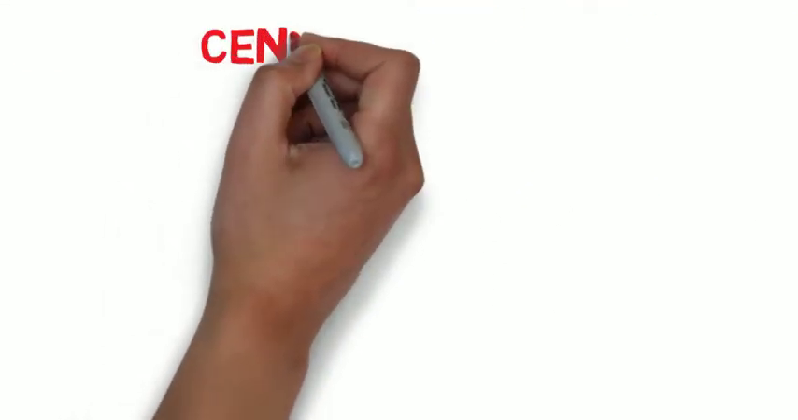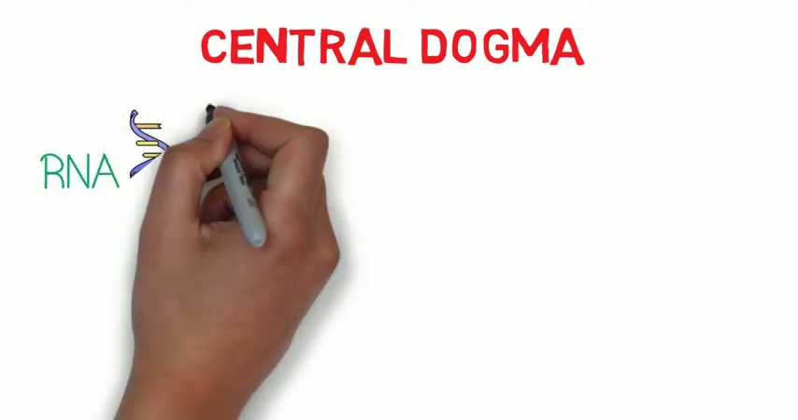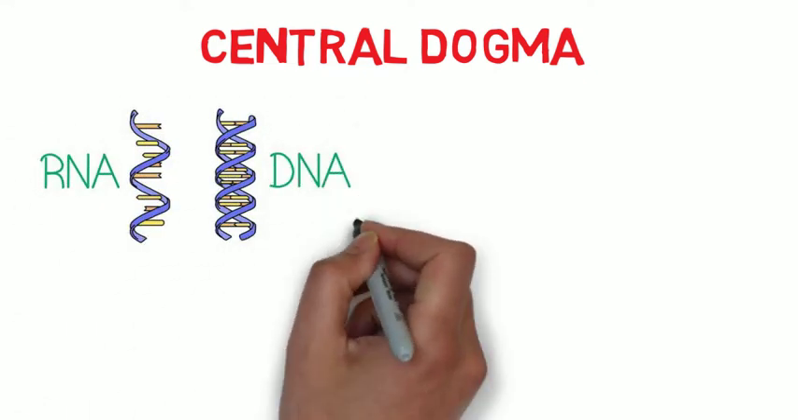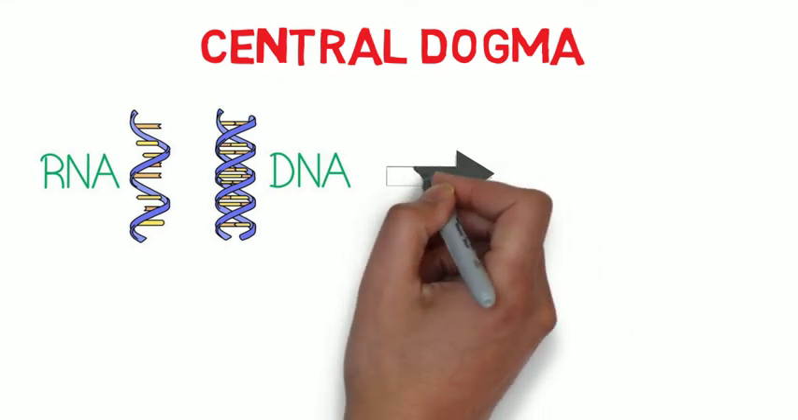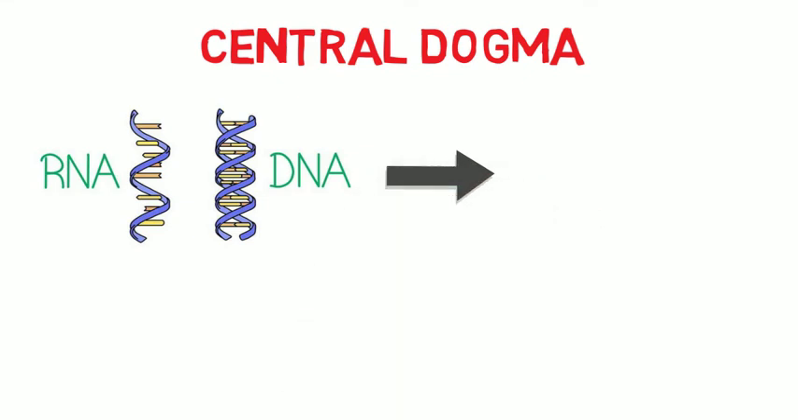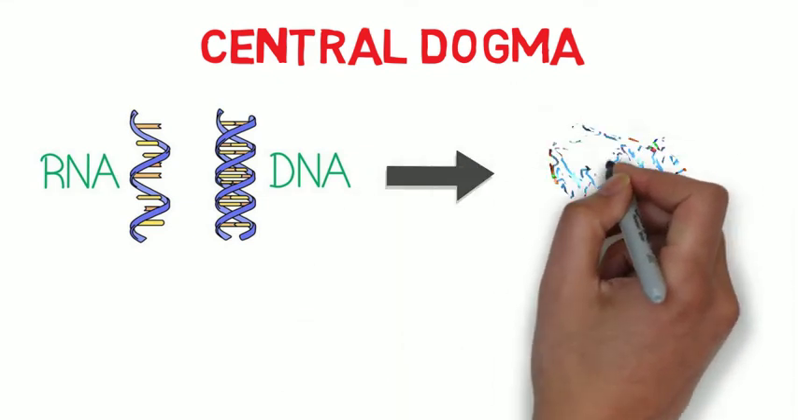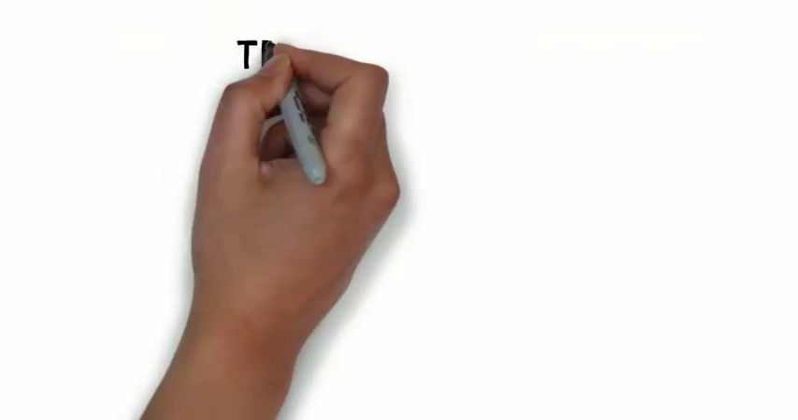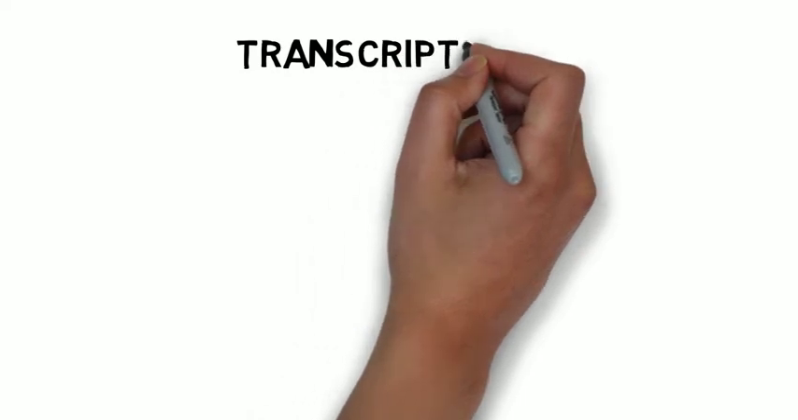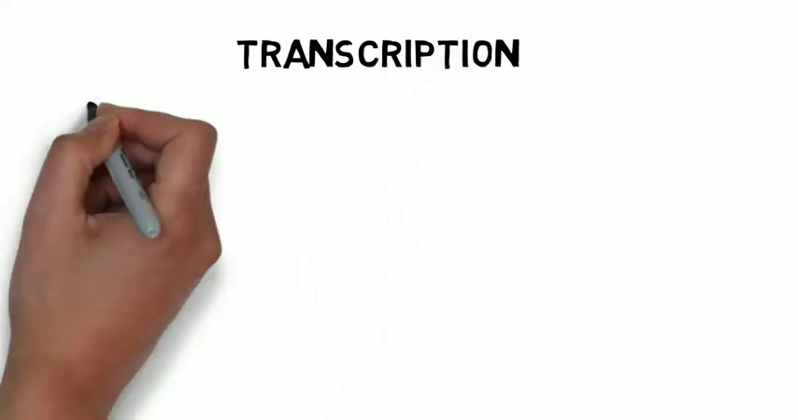So let us understand the central dogma of molecular biology. The central dogma explains that the RNA and DNA present inside a cell are responsible for the synthesis of appropriate proteins. These proteins are important for the normal functioning of the body, and they are created by nothing but RNA and DNA. So how does this happen? Let us understand. The central dogma consists of three steps, and the very first step is transcription. So how does transcription happen?